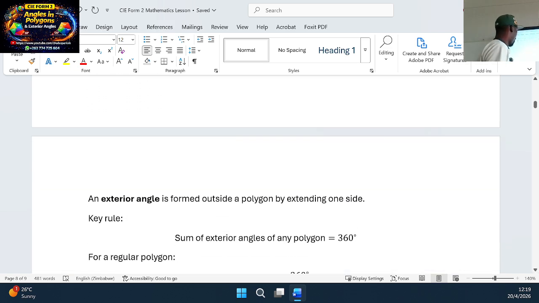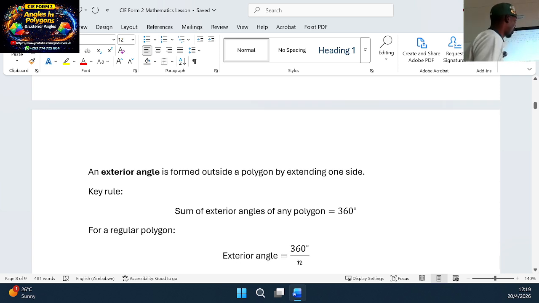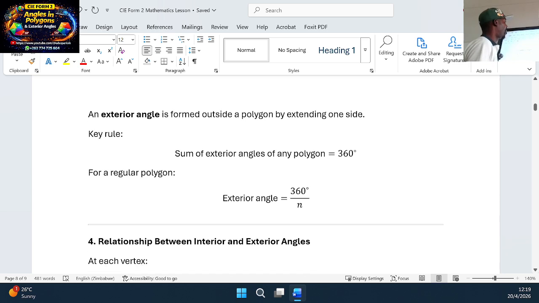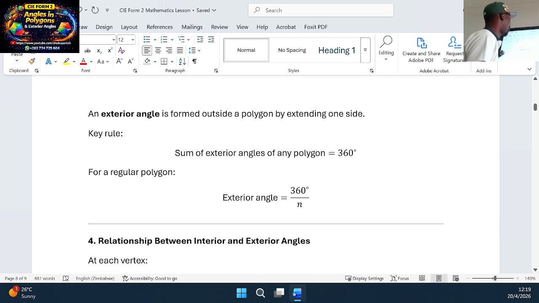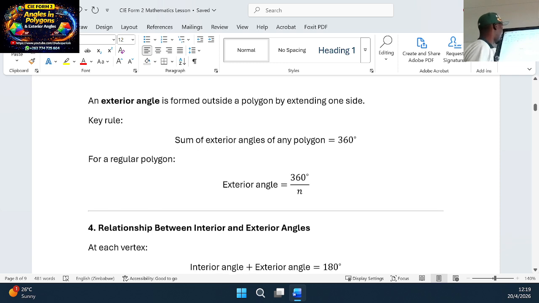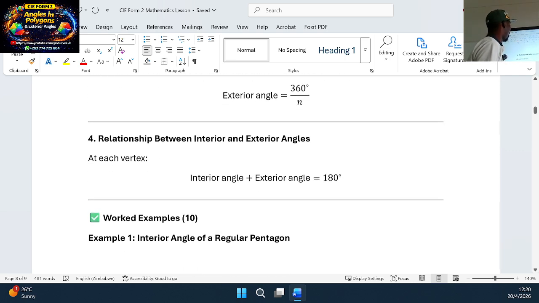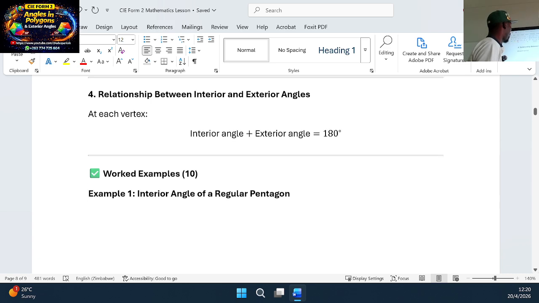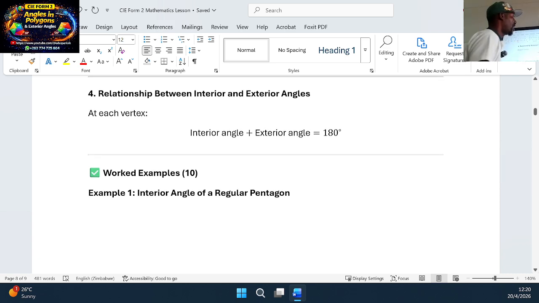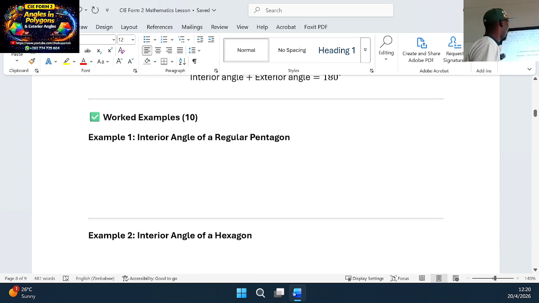Exterior angles: an exterior angle is formed outside the polygon by extending one side, such that the sum of exterior angles of any polygon will be 360. And for a regular polygon, because it's equal-sided, the exterior angle will be equal to 360 divided by n, where n is the number of sides. Now, the relationship between interior and exterior angle at each vertex: interior plus exterior angle are supplementary. In other words, they add up to 180 degrees.